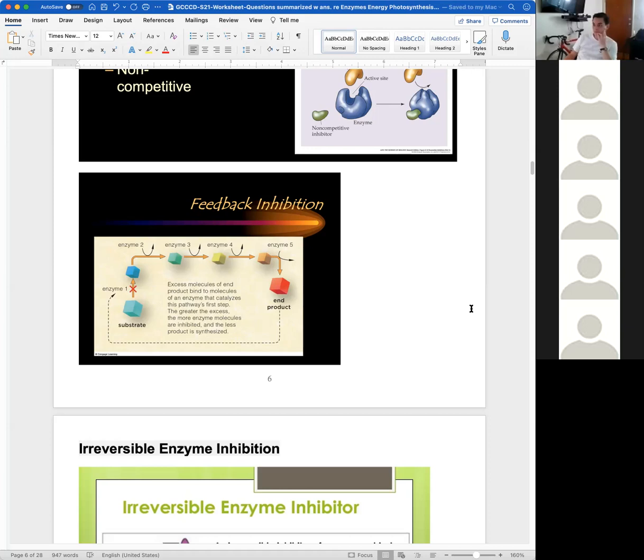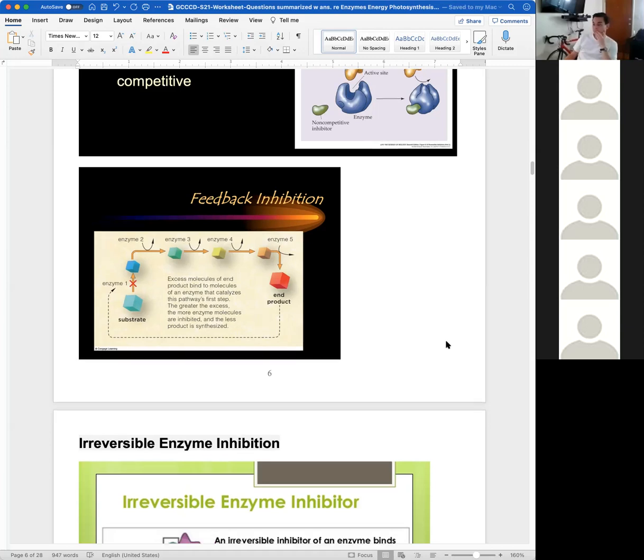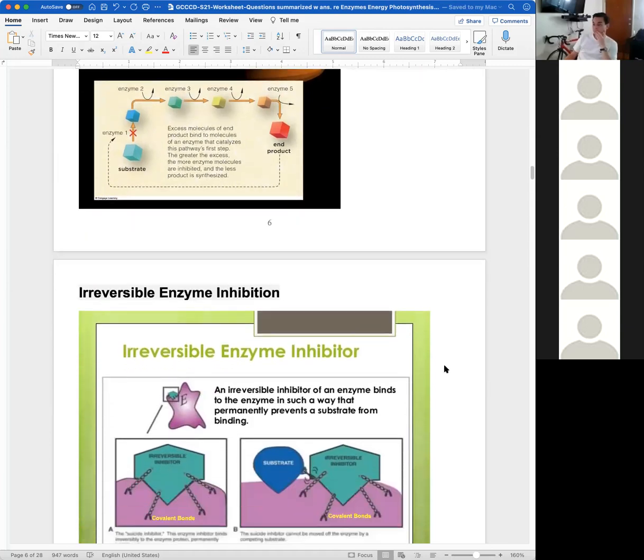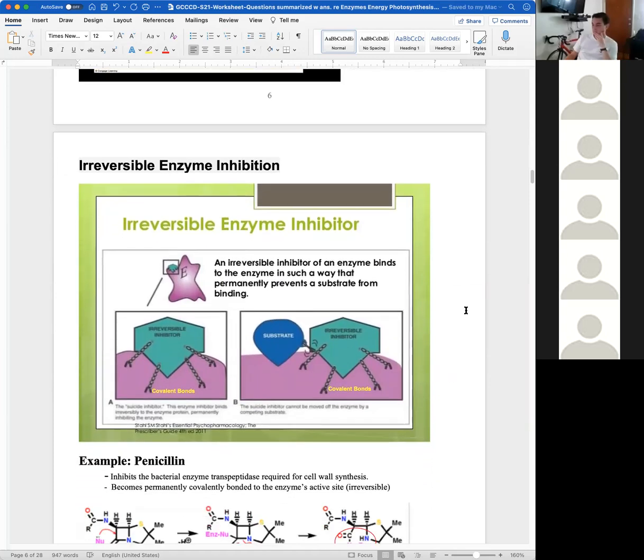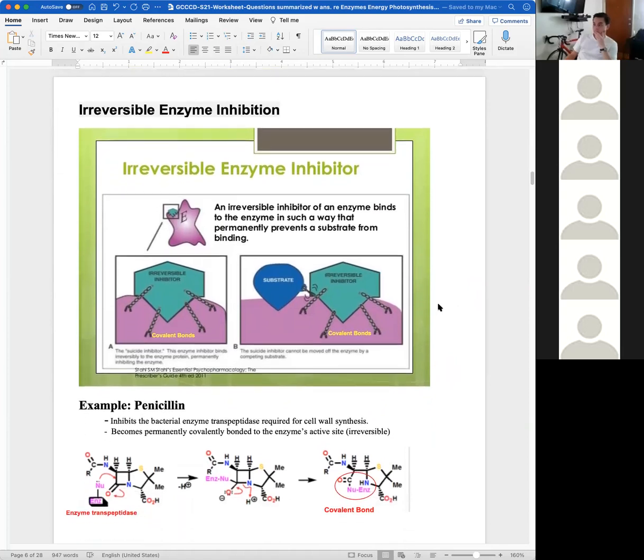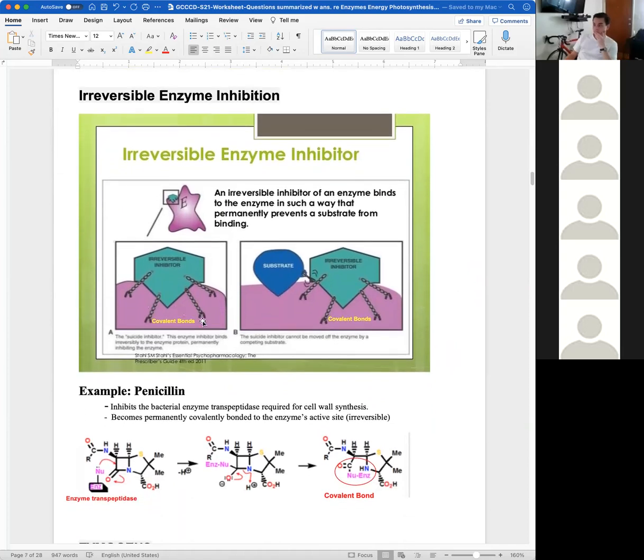Okay, anything else about reversible types of inhibition? If not, the next point is about irreversible inhibition. You might wonder what could ever happen that would be irreversible enzyme inhibition. Well, it's illustrated here. An irreversible inhibitor binds to the enzyme in a way that it permanently prevents a substrate from binding. And that's illustrated in the pictures.